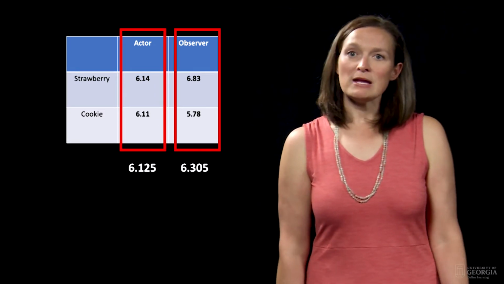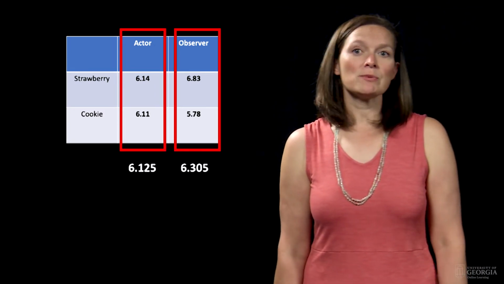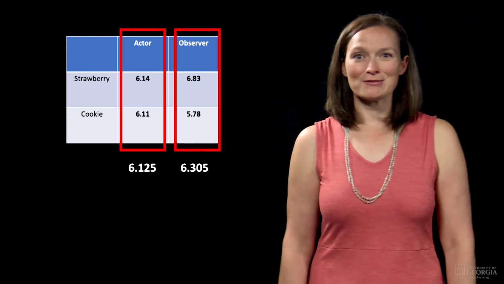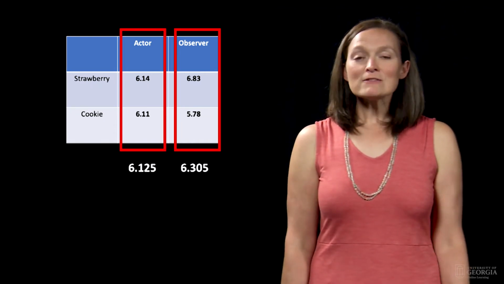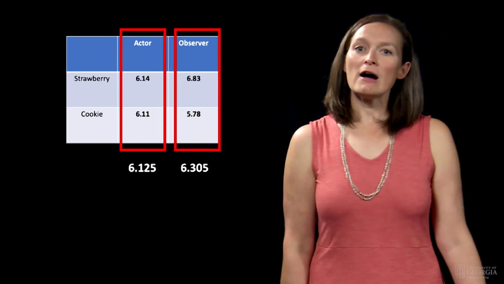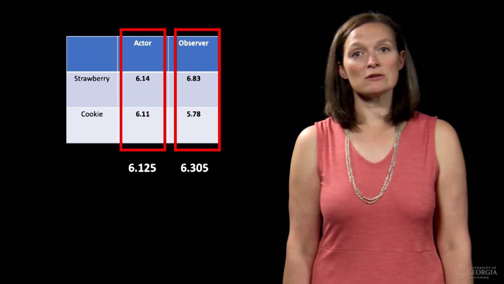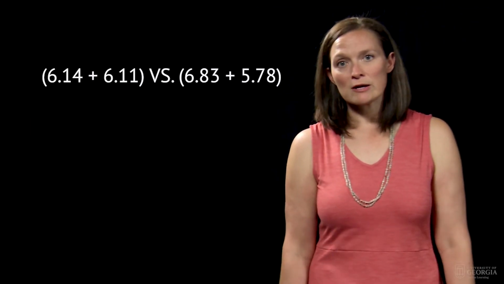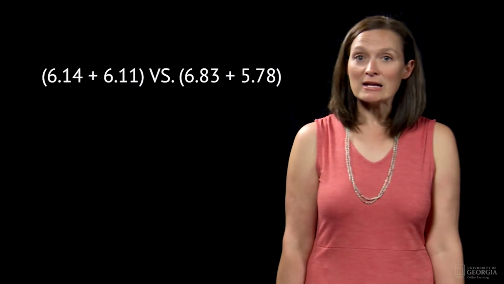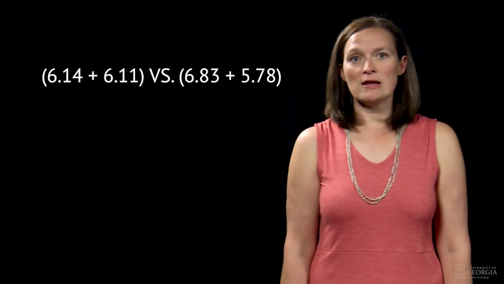I've created these means and I've rounded to the thousandth decimal place so you don't get blinded by any of the rounding stuff. So the test of the main effect of role evaluates whether 6.125 is different from 6.305. We are in essence comparing 6.14 and 6.11 combined versus 6.83 and 5.78 combined.